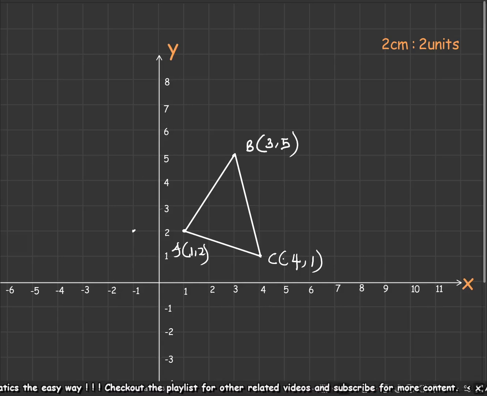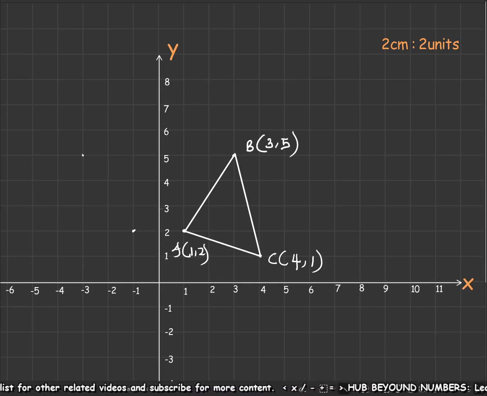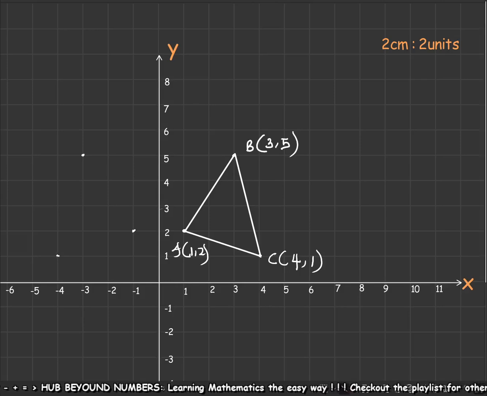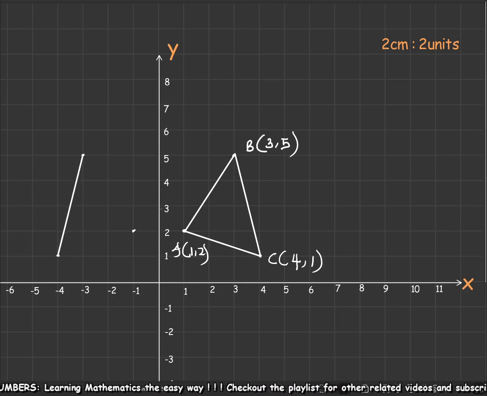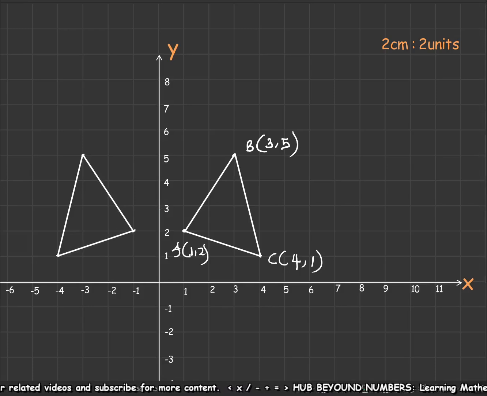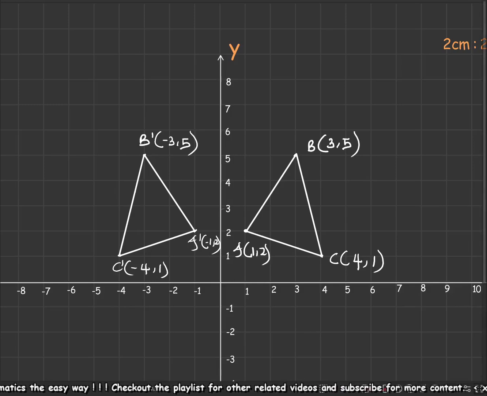Then our B1, that is -3, 5. So -3, 5. This is the point over here as your B1. And then finally our C1, whose coordinate is -4, 1. So -4, 1. This is it over here. So let's just do our labels, or let me just join them first of all to get my triangle. After which I then label as you see over here.